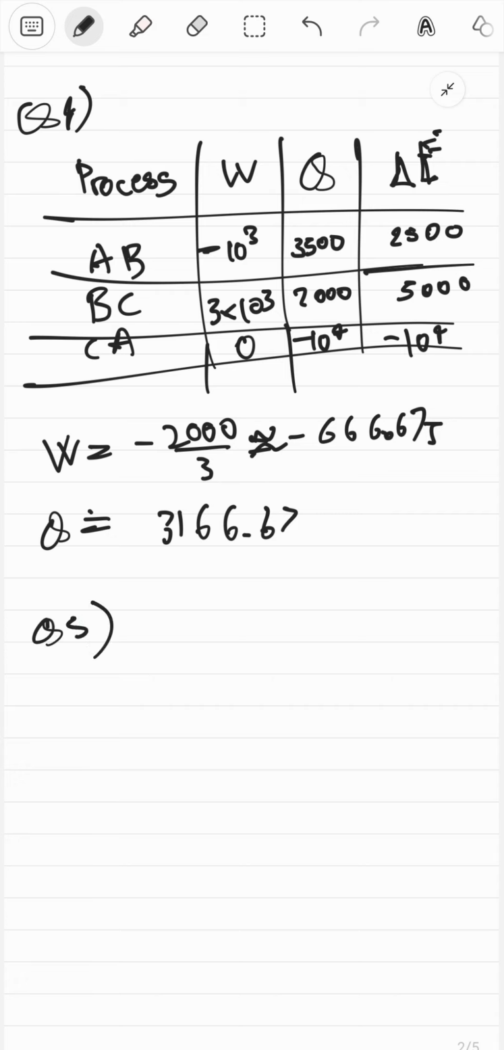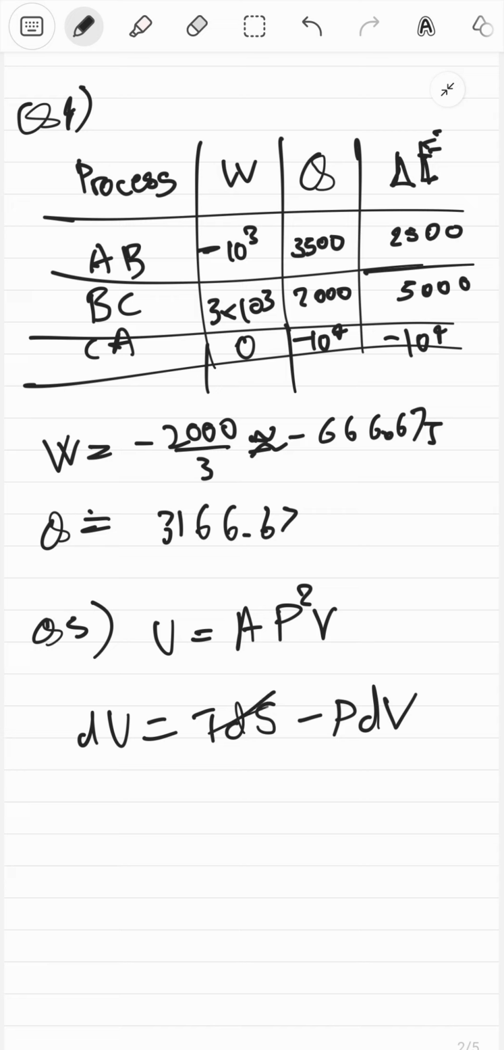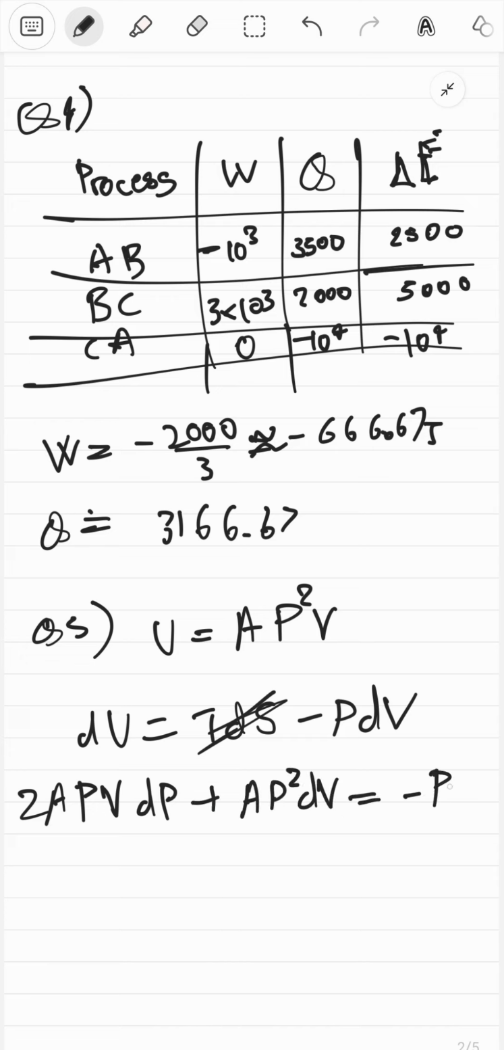Question 5 is: the energy of a particular system of 1 mole is given by U equal to A P squared V, where A is some constant. You want to find the equation of the adiabatic in the PV plane. So this is pretty obvious. You know that dU is just TdS minus PdV. Well, you want dS to be 0. That's essentially the thing. So now dU is 2A PV dP plus A P squared dV. That's equal to minus PdV.